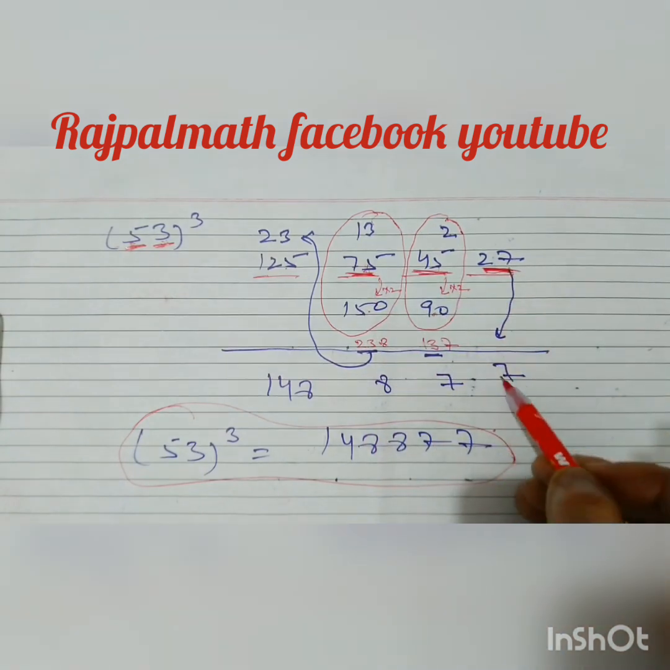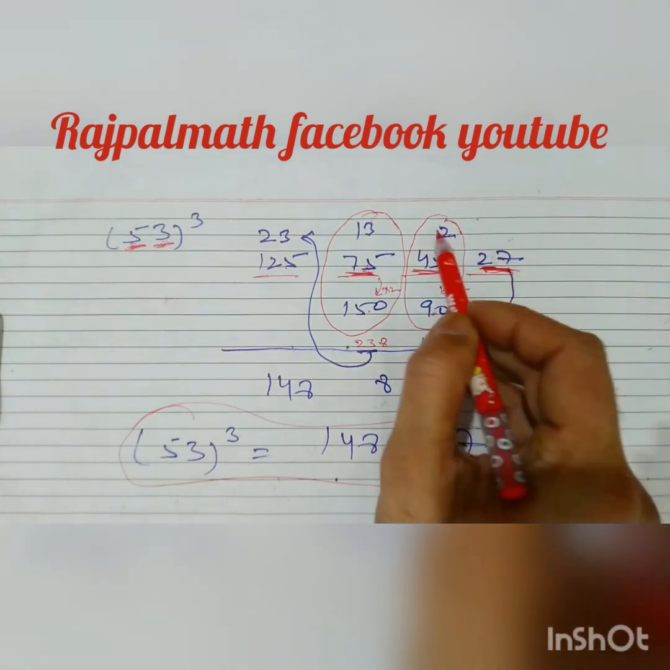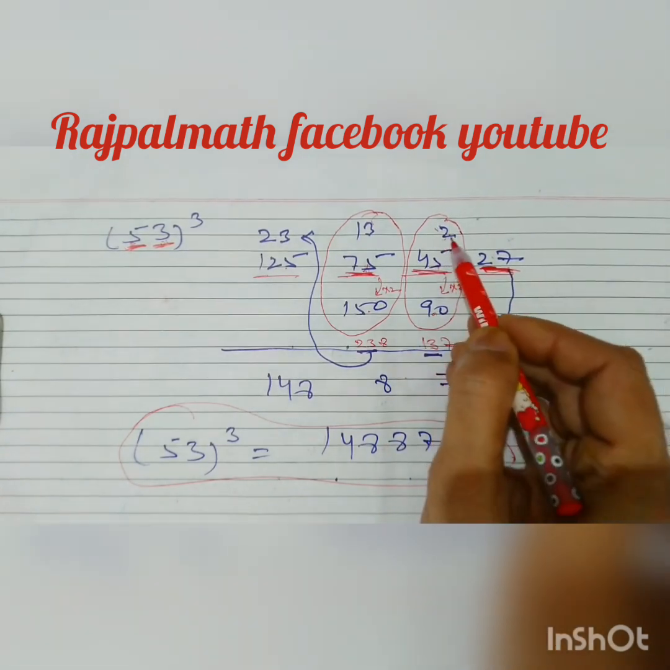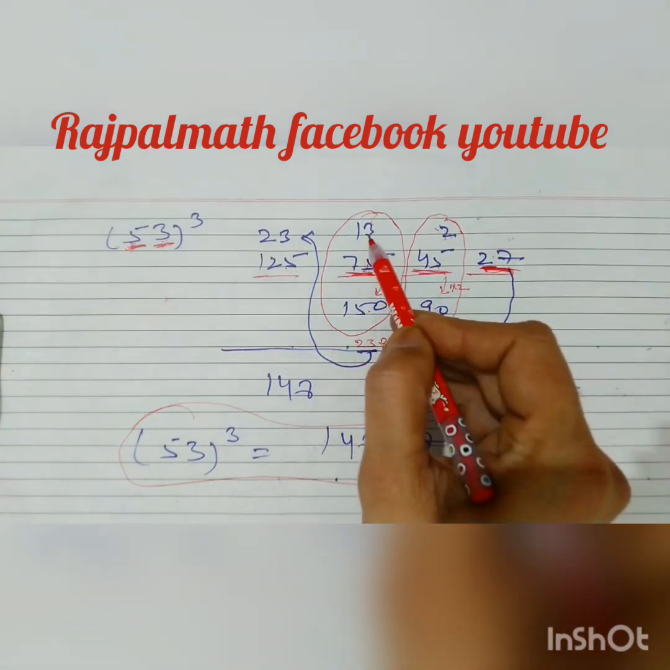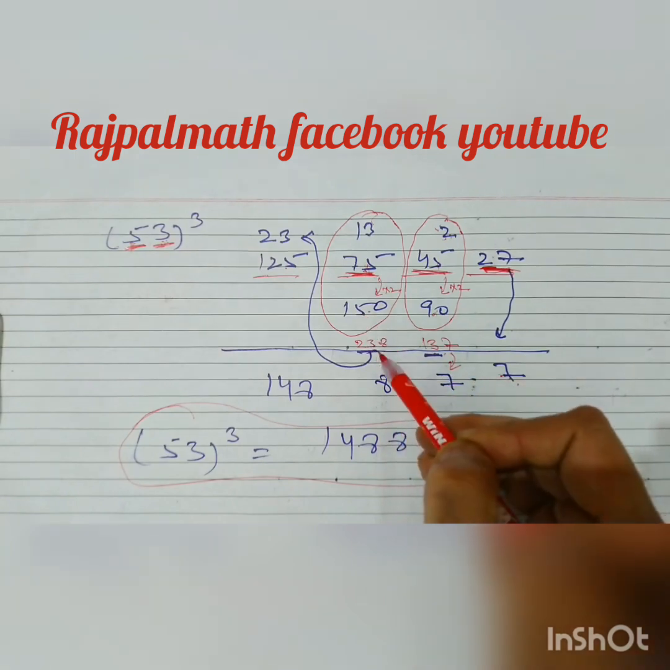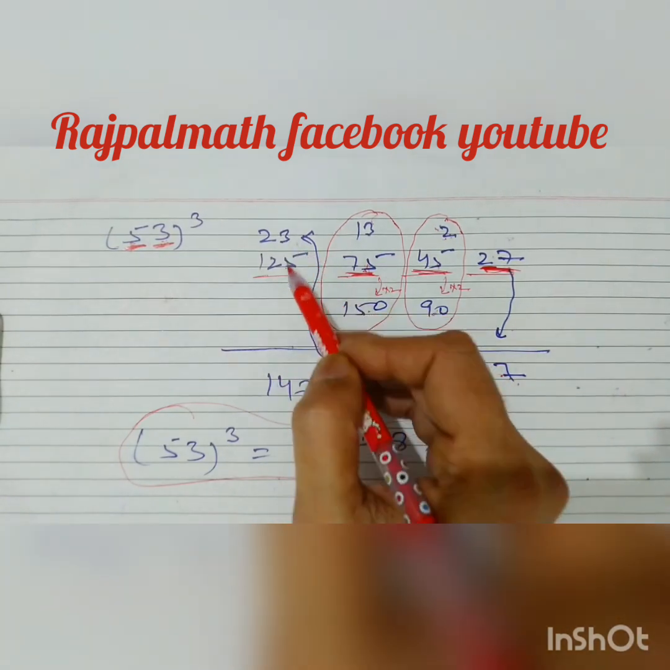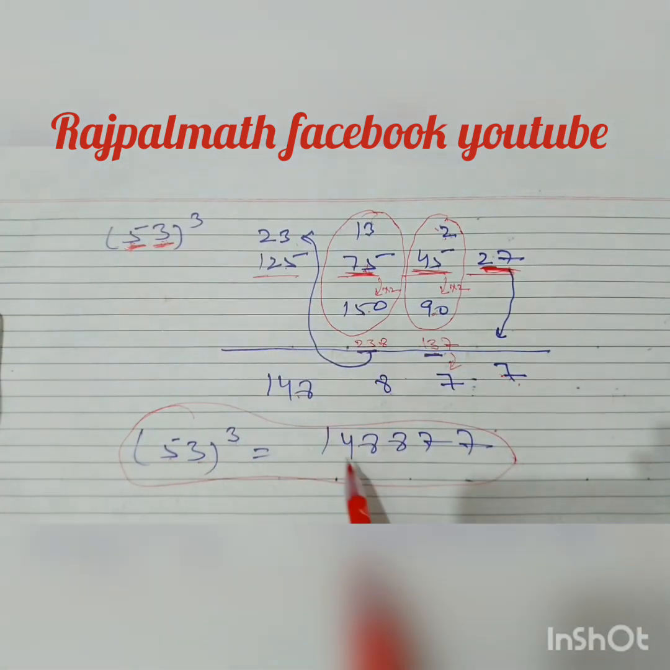Then write the unit digit over here and carry forward the next digit. 27, write 7, carry forward 2. 2 plus 45 plus 90 is 137. Write 7 over here, 13 carry forward. 13 plus 75 plus 150 is 238. Write 8 over here, 23 carry forward. 23 plus 125, 148. Therefore, cube of 53 is 148877.